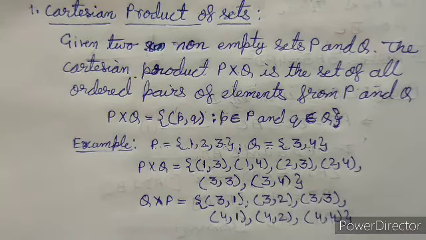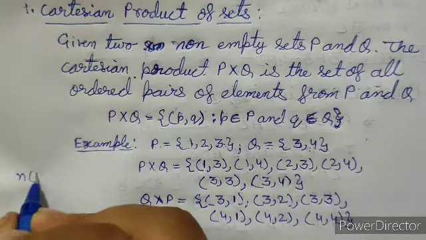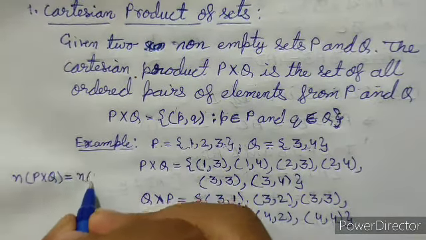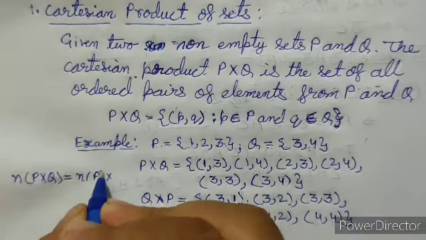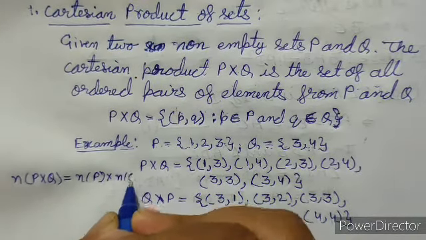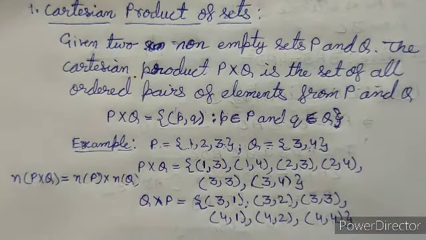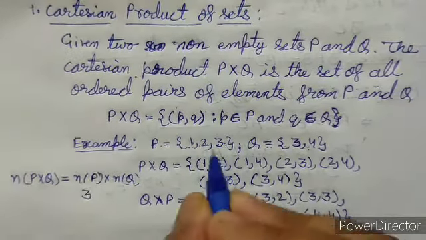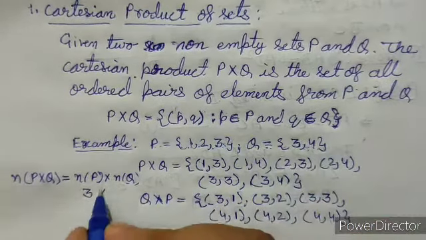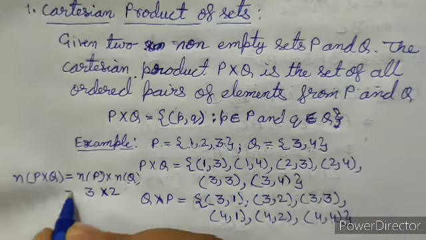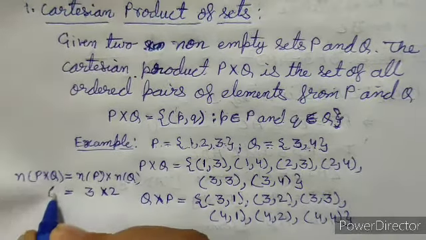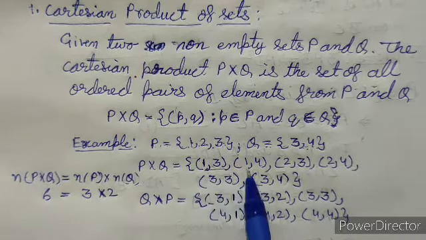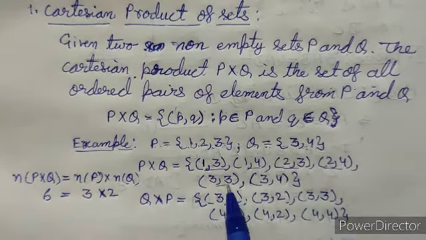Now as we see here, the number of elements in P cross Q will be equal to the number of elements in set P into the number of elements in set Q. Here the number of elements in set P is 3 and the number of elements in set Q is 2. So the number of elements in P cross Q will be equal to 6. And here you can count the number of elements, that is 1, 2, 3, 4, 5, 6.